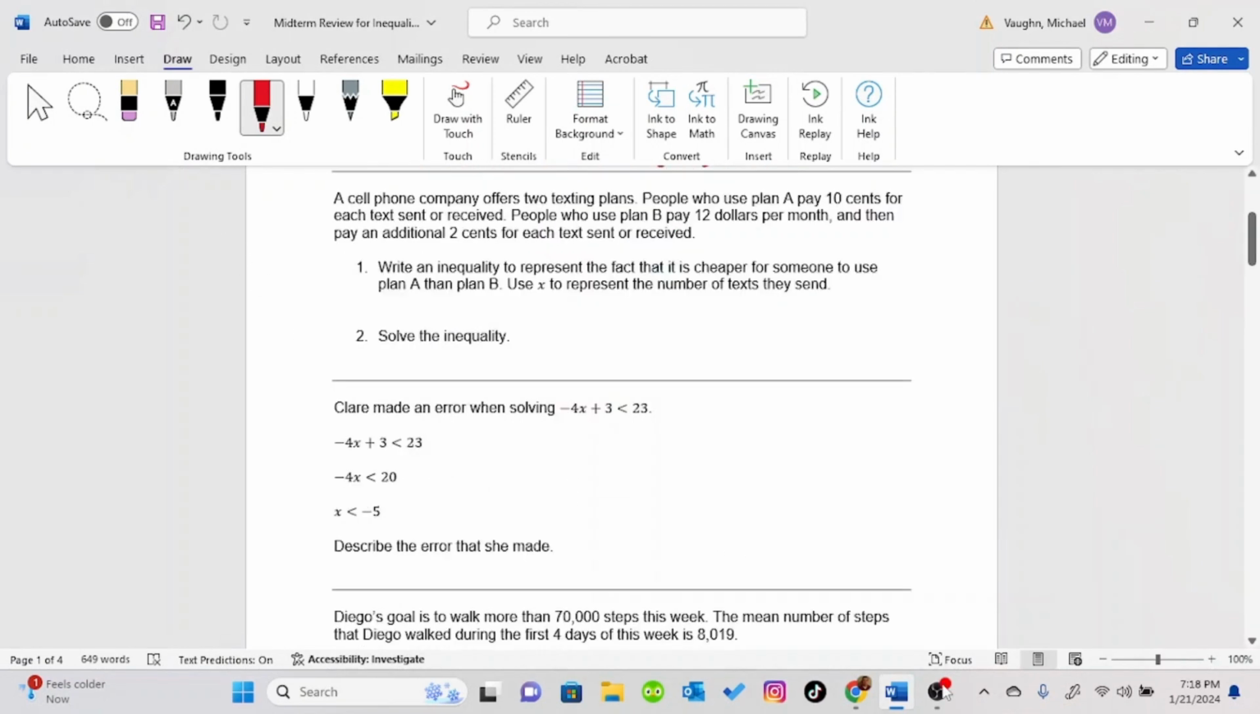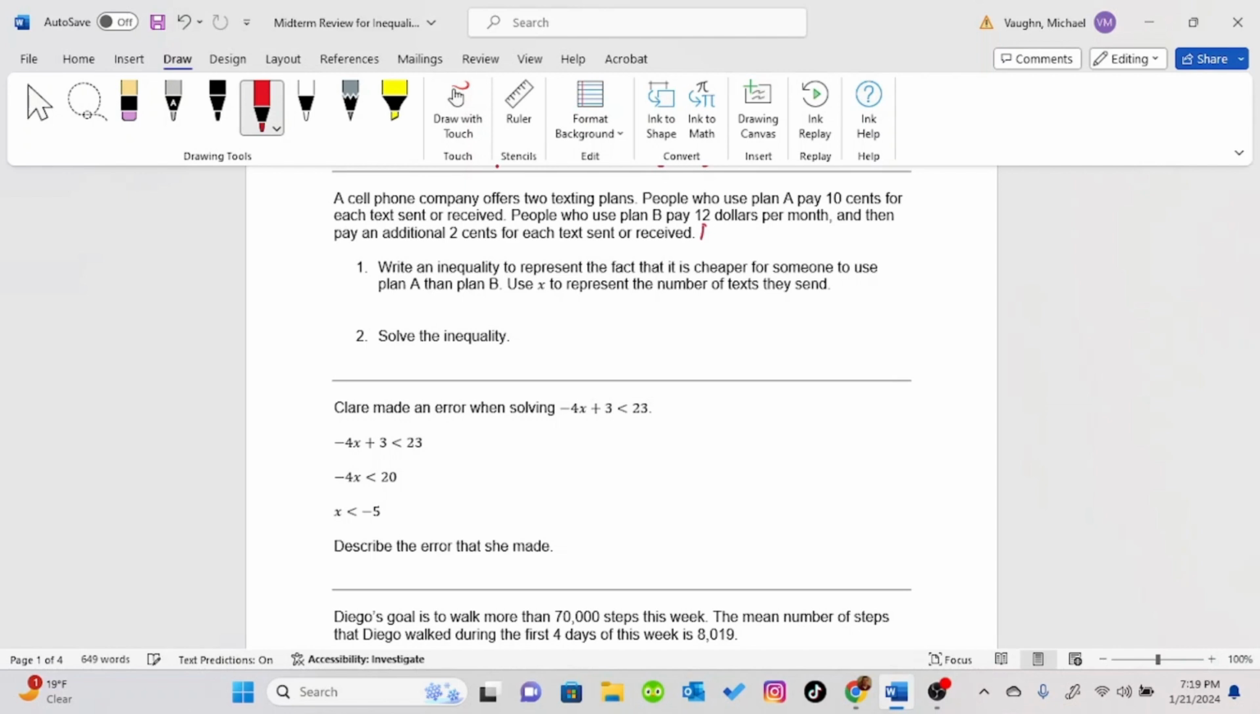A cell phone company offers two texting plans. People who use Plan A pay 10 cents for each text sent or received. People who use Plan B pay $12 per month and then pay an additional 2 cents for each text sent or received. Write an inequality to represent the fact that it is cheaper for someone to use Plan A than Plan B. Use x to represent the number of texts they send.